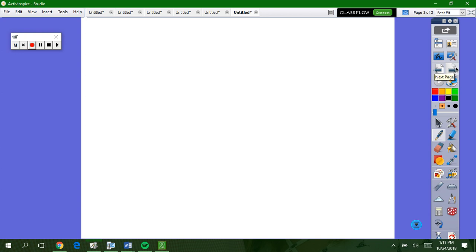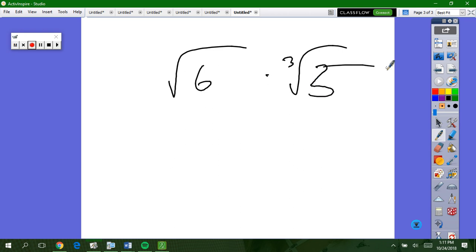What about this guy? I'm going to show you. Can I currently, the way I just showed you, can I multiply these guys? No. Why? They're different radicals. I have a square root and a cube root.